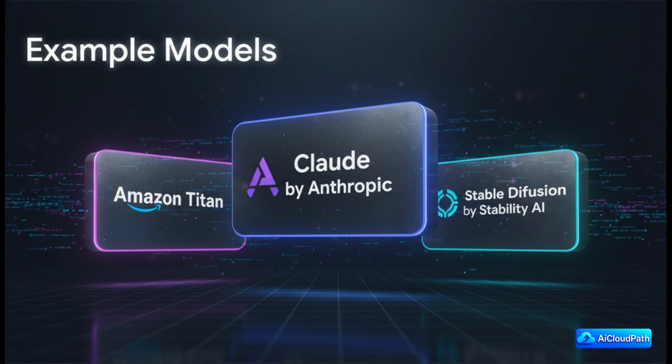I'm sure you've probably heard of some of these heavy hitters, models like Amazon Titan, Claude, and Stable Diffusion. They're incredibly expensive and just super resource-intensive to create. That's why you typically see them coming from big companies and major research organizations.